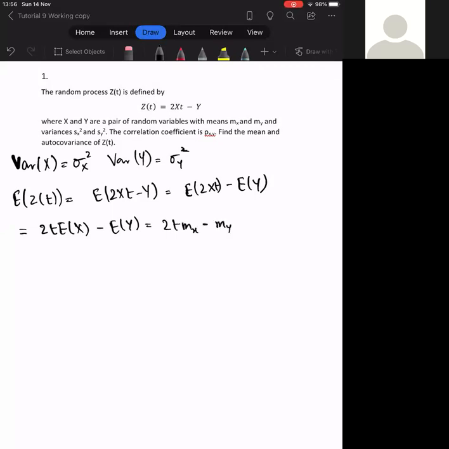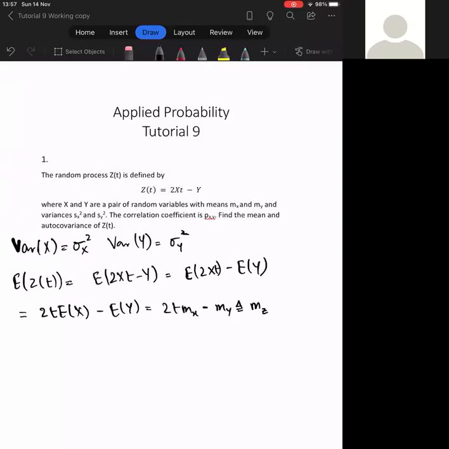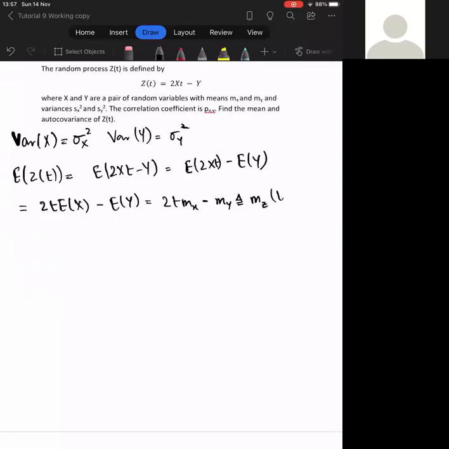Right? We define this as mz, and it's a function of t, so we can write that as well. Next, it asks what is the auto covariance of Z of t?